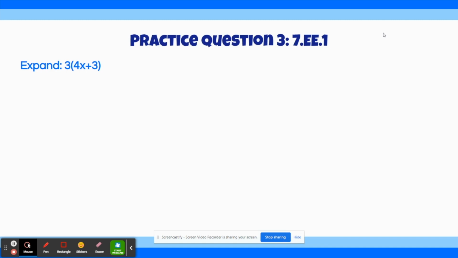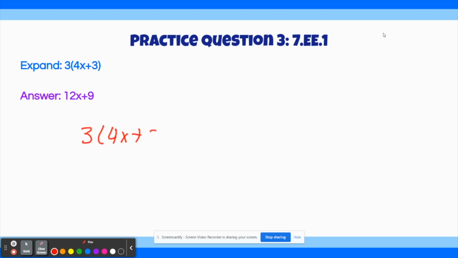Okay, the correct answer to this question is 12x plus 9. So I'm just going to write this out. 3 times 4x plus 3. And we need to get rid of the parentheses to get our final answer. So inside the parentheses, we do not have like terms. So we're going to have to skip straight to distribution. So to distribute the 3, what we have to do is multiply the 3 with the 4x and multiply it with the 3 and add that together.